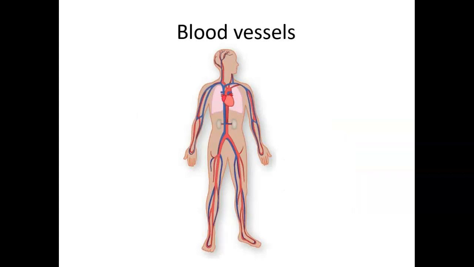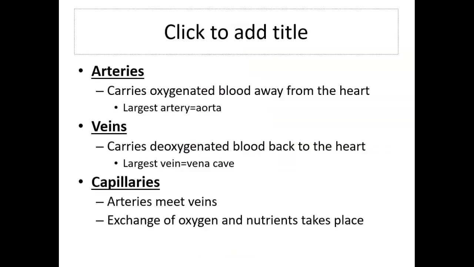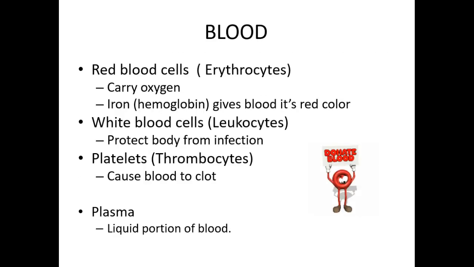This is just an example of the veins. Remember that veins carry deoxygenated blood or oxygen-poor blood to the heart. Arteries carry oxygen-rich blood away from the heart. And I just talked about that. Capillaries, that is where arteries meet the veins, and there's an exchange of oxygen and nutrients that takes place there.